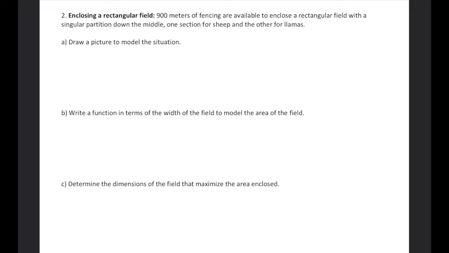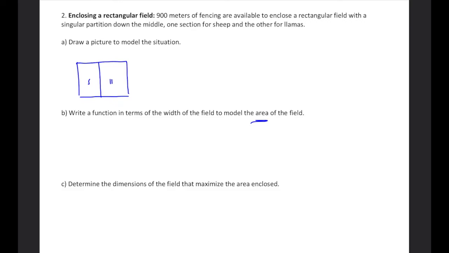So draw a picture. What does this look like? We have a rectangular pen or a rectangular field. We're going to put fencing around this, and we're going to have a singular partition, a break, right down the middle. One section is going to be for sheep, one section is for llamas. Now write a function in terms of the width of the field to model the area.